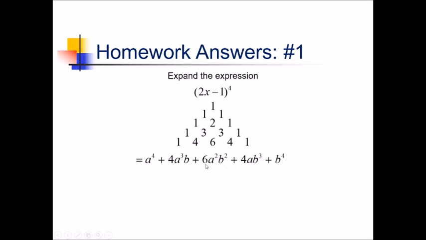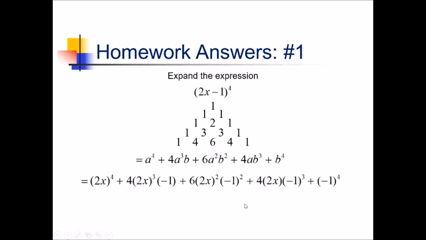Plugging things in now, we've got 2x going in for the a's. Negative 1 is our b value. So we have 2x quantity to the 4th plus 4 times 2x cubed times negative 1 plus 6 times 2x squared times negative 1 squared plus 4 times 2x times negative 1 cubed plus negative 1 to the 4th. Whole lot of simplifying happens at this point.